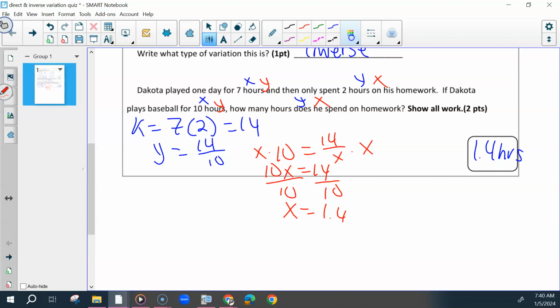What would have not worked is if you used direct, which would have been dividing 7 and 2, and then using y equals kx. So that would have not worked. But either of these would. So then your 3 points, if you get inverse, how you showed the work, and then your final answer with the label. Questions on any of that?